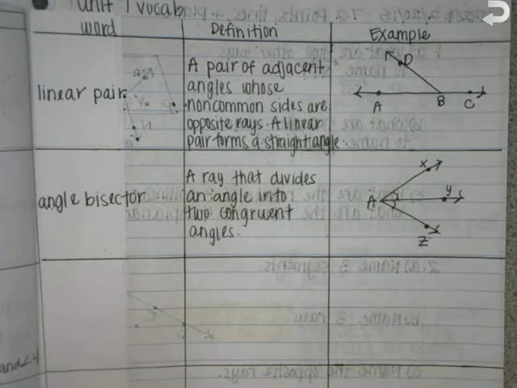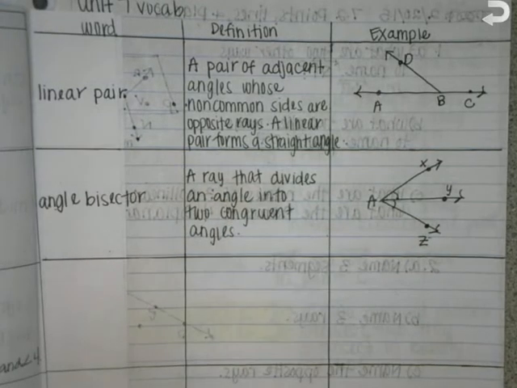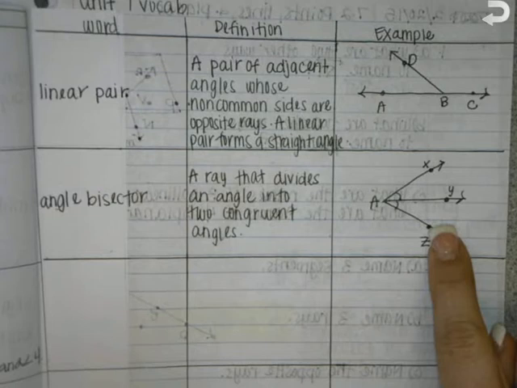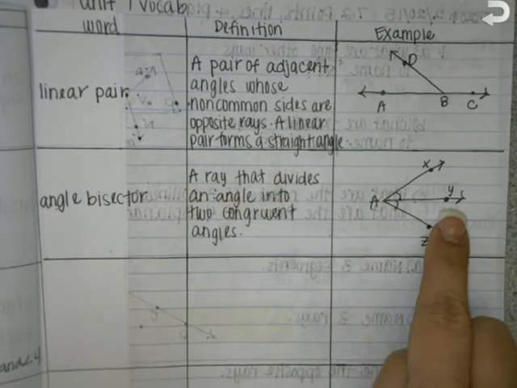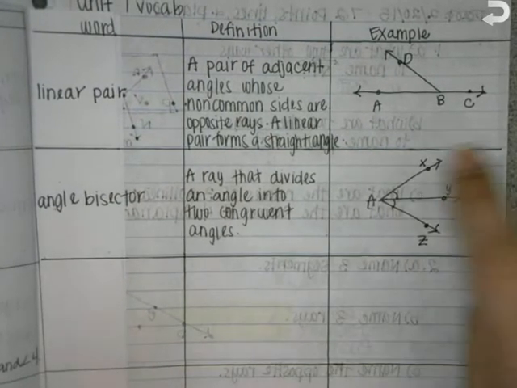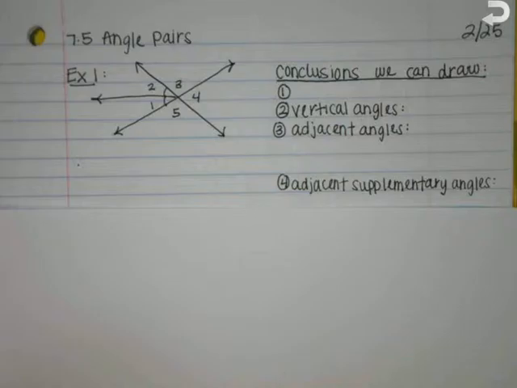An angle bisector is a ray that divides an angle into two congruent angles. So, for example, in angle XAZ, ray AY is an angle bisector, so we can indicate that those angles are congruent using the little arches. Okay, so it's the same as a segment bisector, but with an angle.